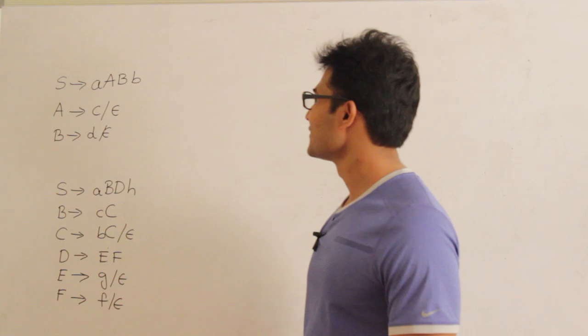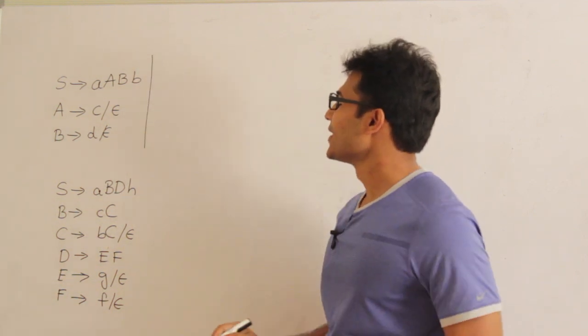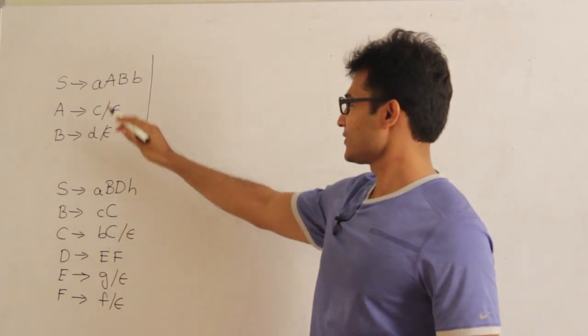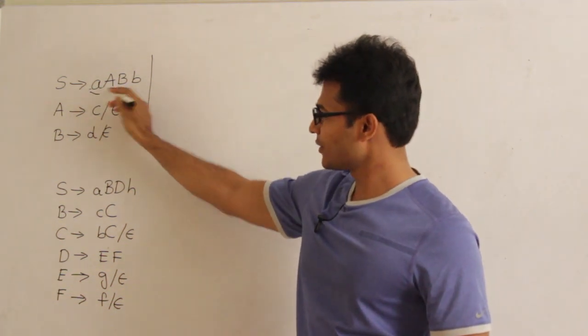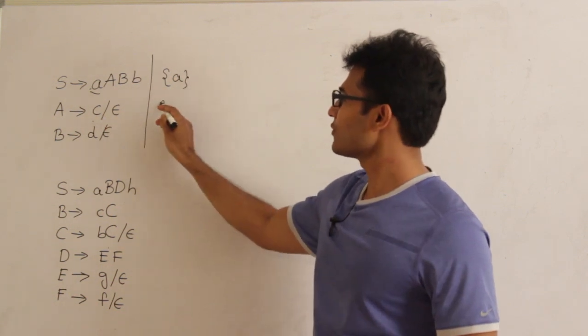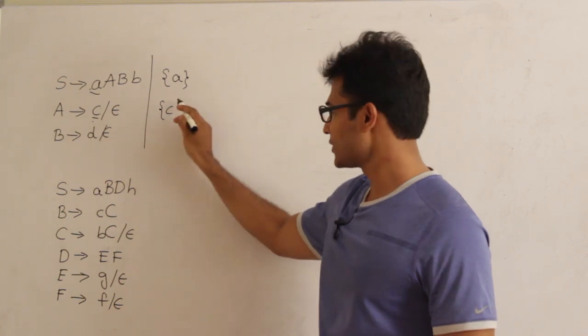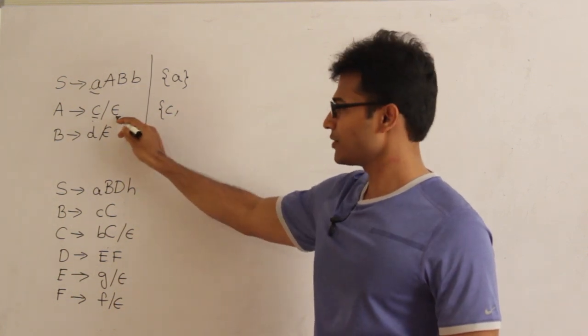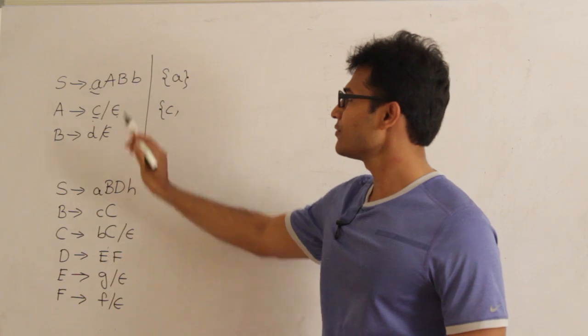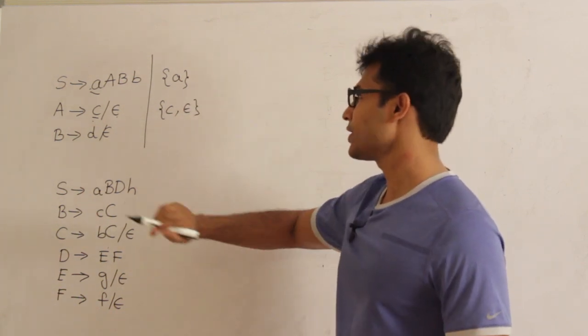Yeah, let's see this. Now I want to find out the first and follow for these symbols. Okay, so what is first of S? First of S, because of this production, we get small a. What is first of A? First of A, because of this production, I get small c. This is small c, not a variable. And then because of the second production, capital A is able to derive epsilon, which means empty string. So first is also going to get epsilon.